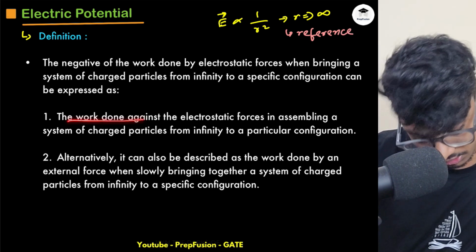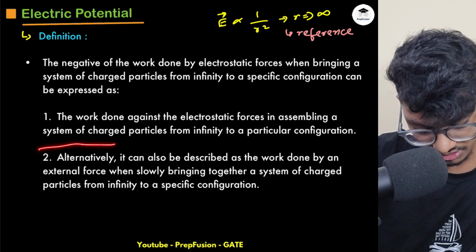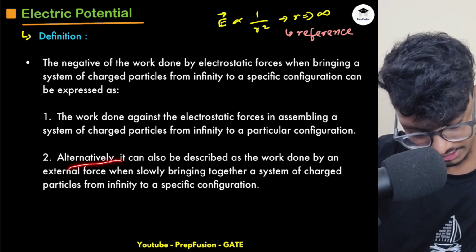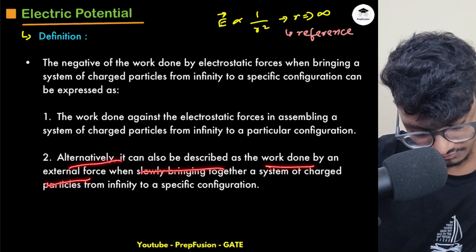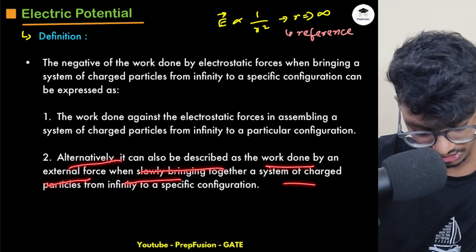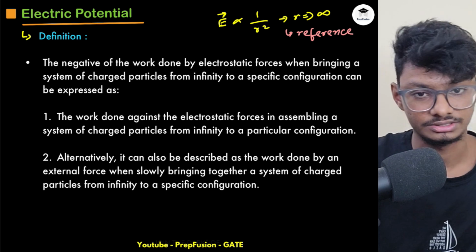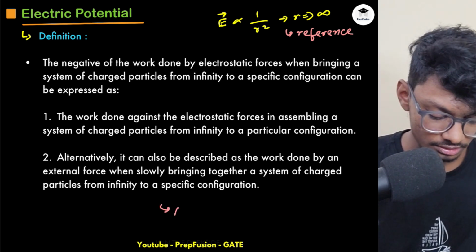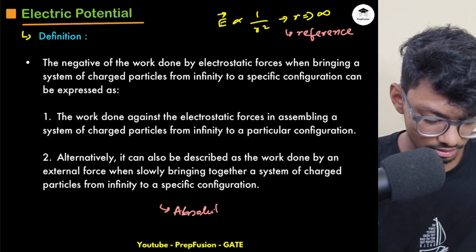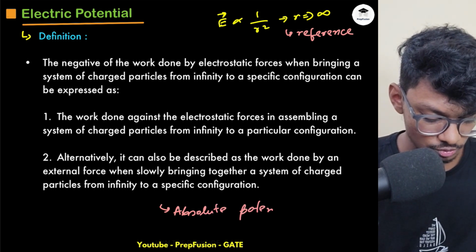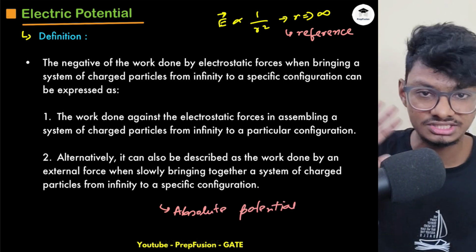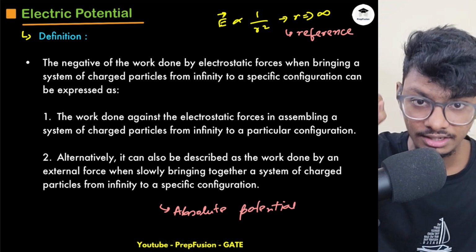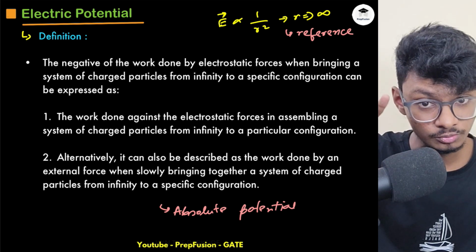Now, the work done against the electrostatic force in assembling a system of charged particles from infinity to a particular configuration can alternatively be described as the work done by an external force when slowly bringing together a system of charged particles from infinity to a specific configuration. So basically this talks about the absolute potential. This is another definition of electric potential. If I am bringing a test charge from infinity into the field, the amount of work I need to do will be the absolute potential at that particular point.